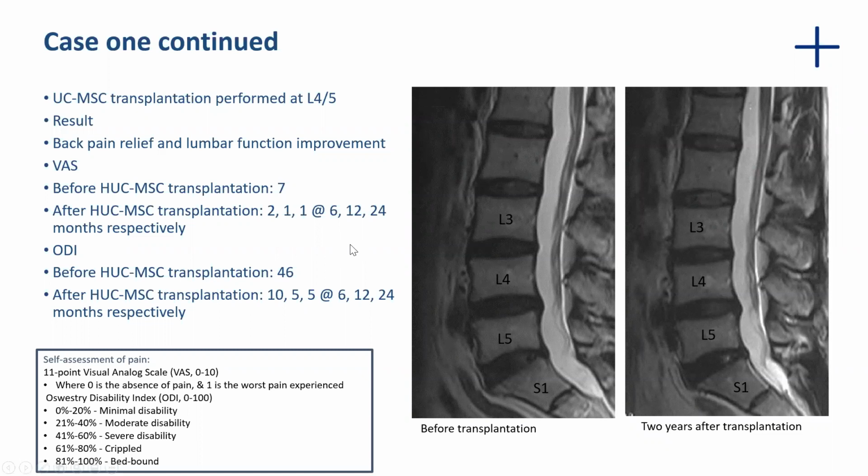The VAS score was 7 before mesenchymal stem cell transplantation and was 2, 1, and 1 at 6, 12, and 24 months, respectively. The ODI was 46 before the transplant and was 10, 5, and 5 at 6, 12, and 24 months, respectively, after transplantation. At 2 years after the procedure, MRI signal intensity in the L4-5 disc was higher when compared with that before transplant, which indicated higher water content in the nucleus pulposus at L4-5.